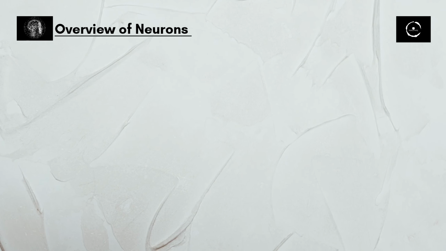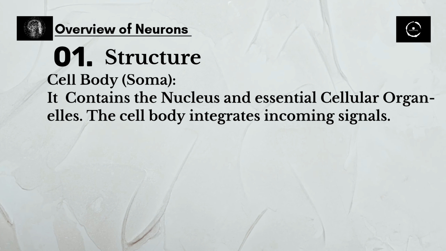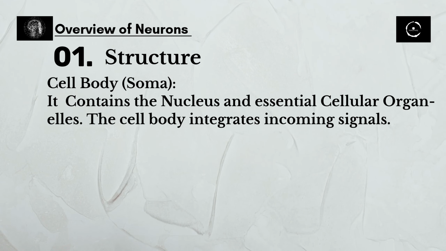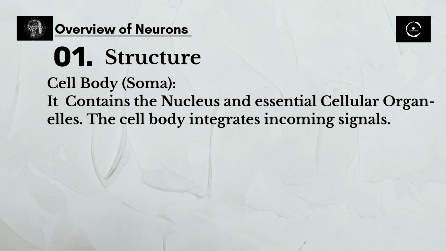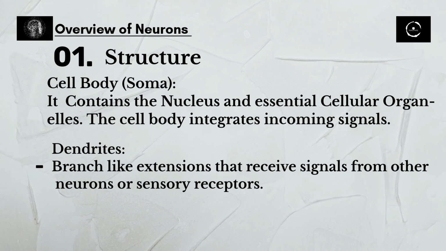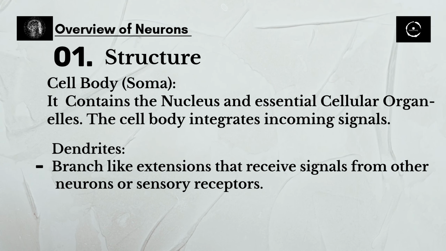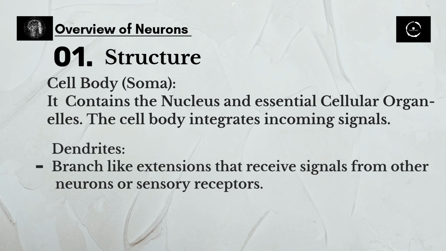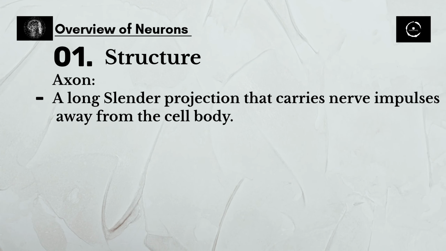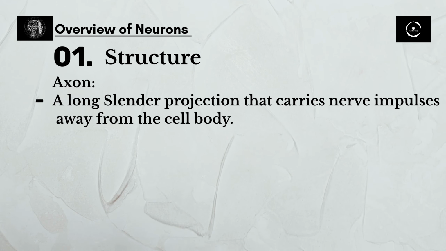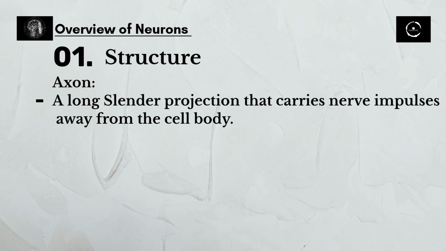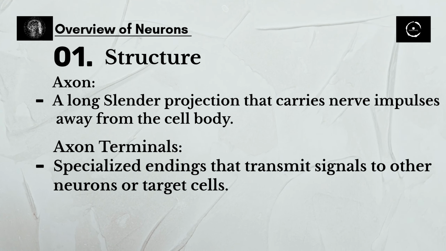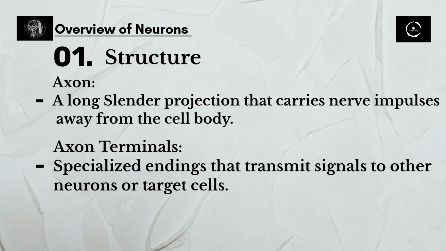First of all, the structure. Number 1, cell body. It contains the nucleus and essential cellular organelles. The cell body integrates incoming signals. Number 2, the dendrites. These are the branch-like extensions that receive signals from other neurons or sensory receptors. Number 3, axon, a long, slender projection that carries nerve impulses away from the cell body. Number 4, axon terminals, specialized endings that transmit signals to other neurons or target cells.